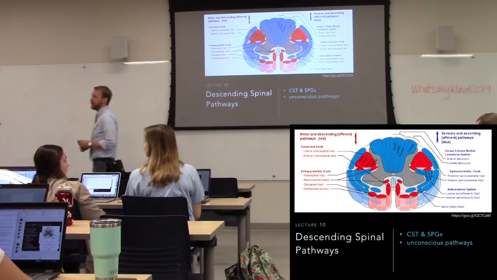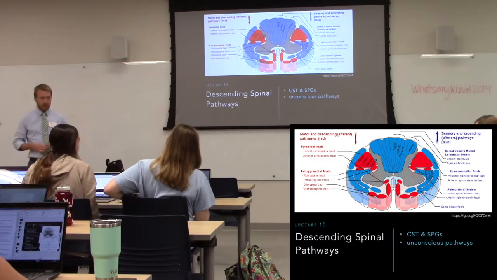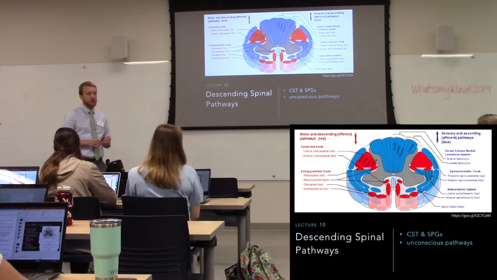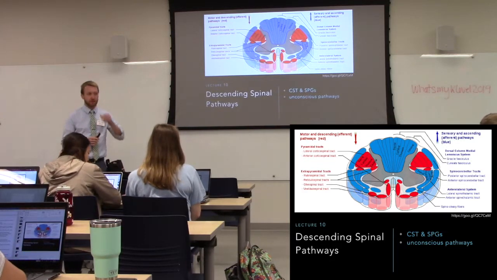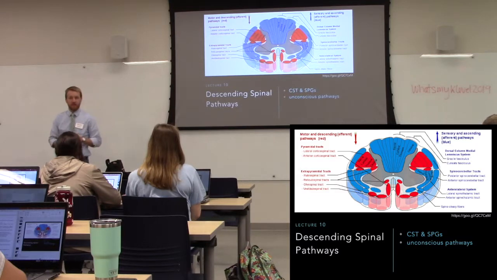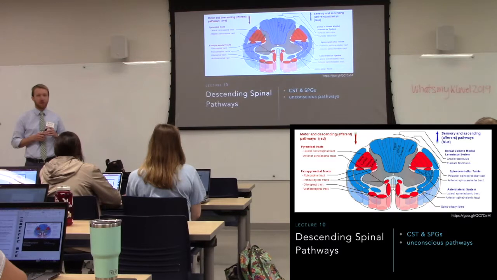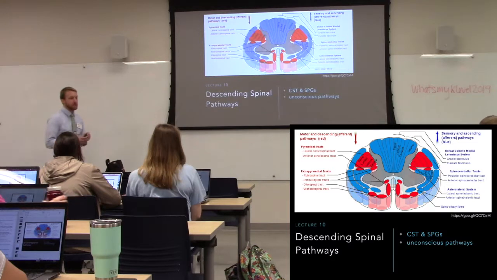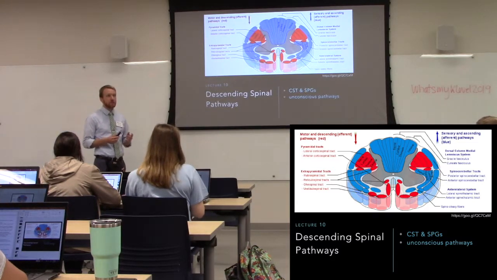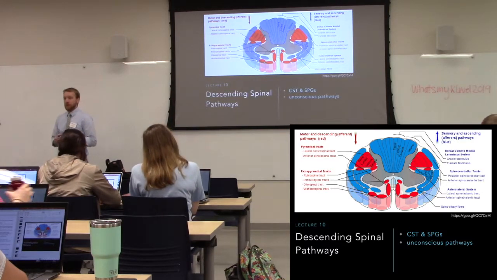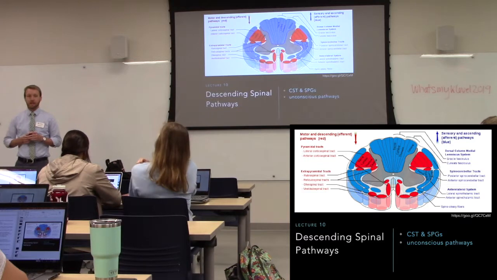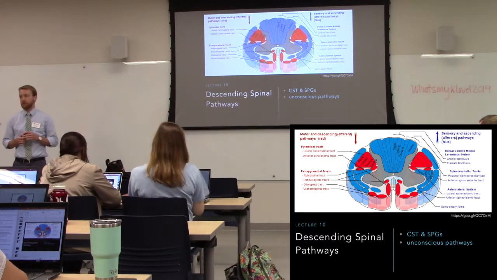So last time was about ascending pathways. Those that are going to provide information about what's going on out there in the world, at least somatosensory. So tactile sensation, pain, temperature. The whole purpose of the nervous system is to move our bodies around appropriately in space. So there has to be some sort of motor output in response to this input. That's really the ultimate function of the nervous system, is to move us around. We gotta go find food, we gotta go find mates. In order to do that, you have to be able to move around.